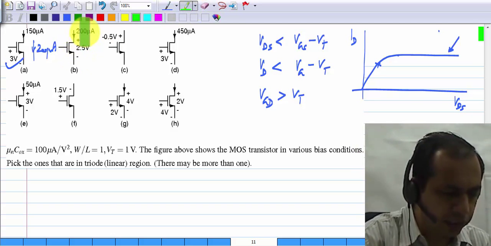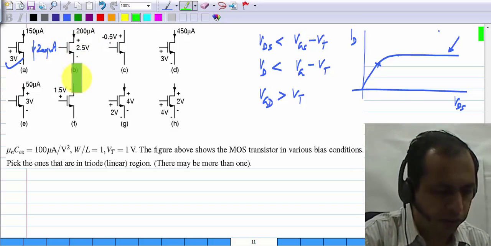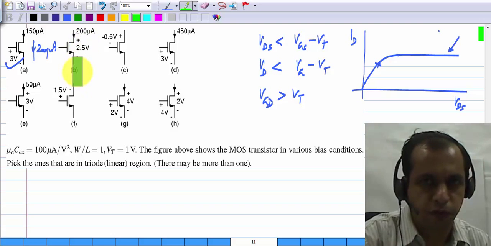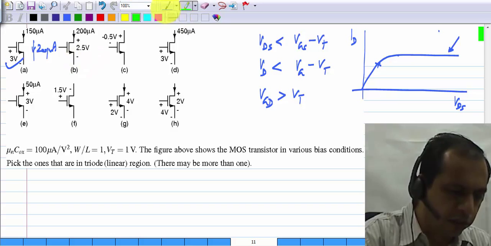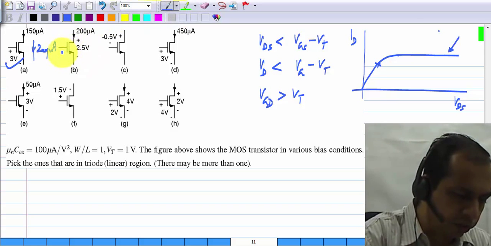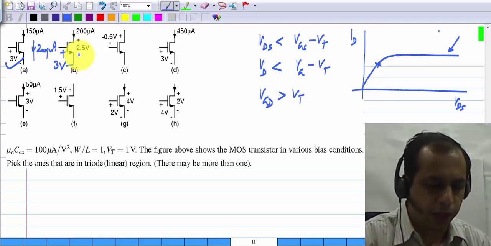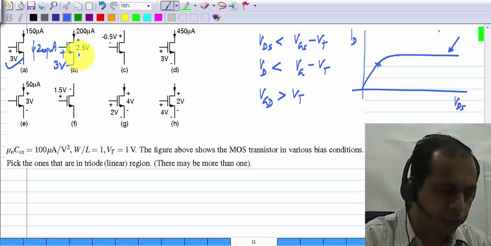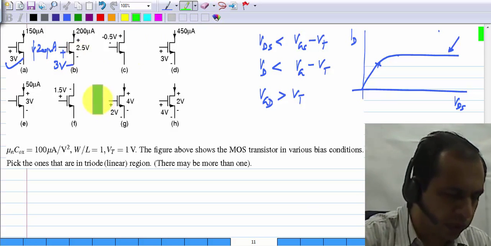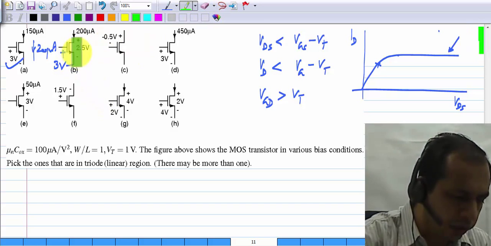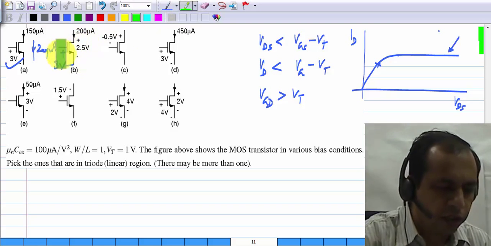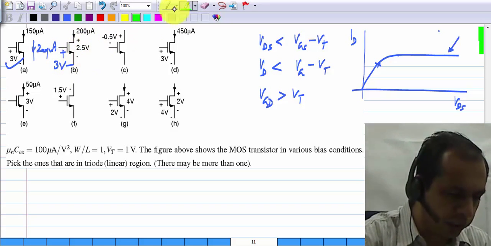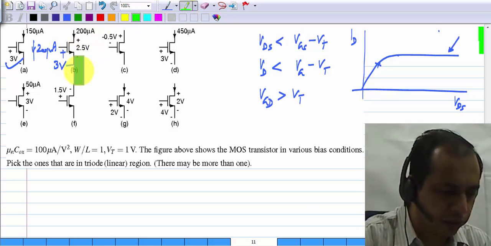In this case, it's given that the drain current is 200 microamperes and VDS is 2.5 volts. Now if it is in saturation, we don't know that yet. For a 200 microampere drain current, you evaluate that the VGS has to be 3 volts. So if VGS has to be 3 volts, then you can see that VDS, which is 2.5 volts, is greater than VGS minus VT. So this is in saturation region.